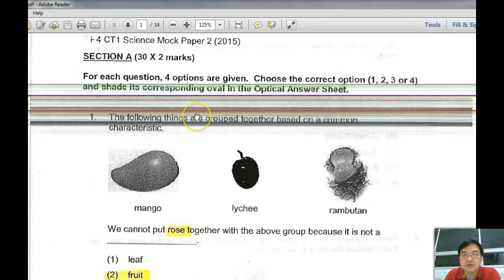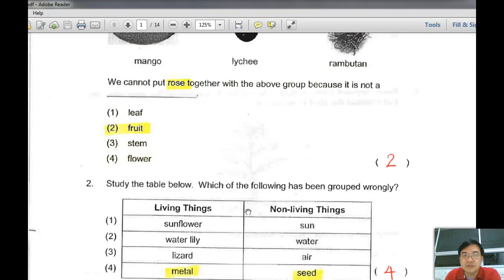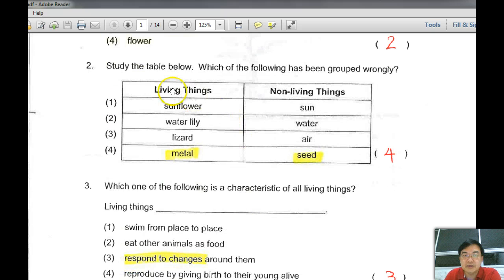Okay, for this mock paper 2, let's continue with section A, multiple choice. Right, these three are fruits. Then obviously it says we cannot put the rows together with these fruits. Okay, so these are fruits 2. Next, now study the table below. Which of the following has been grouped wrongly?